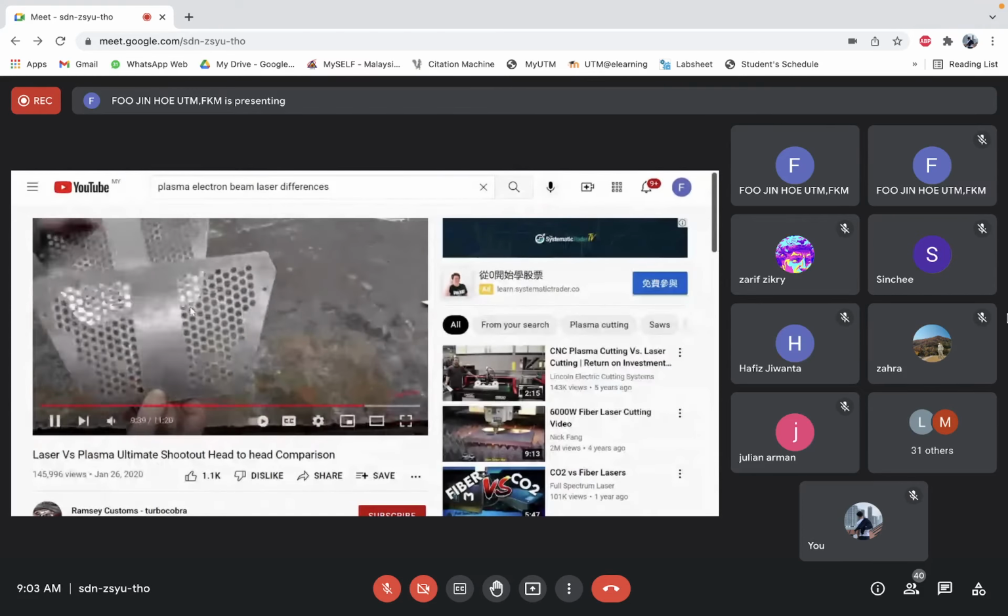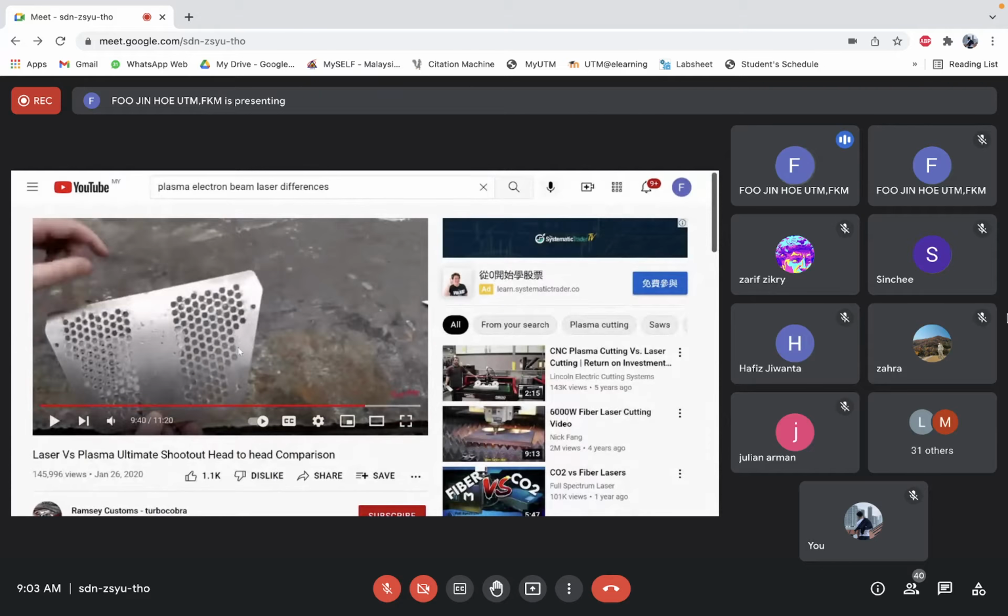So you can see, especially on the edges there, there's some sort of give, where if you really touch it, you feel something that is rough, especially on the edges, the radius area, whereby it feels like it's not being properly cut.